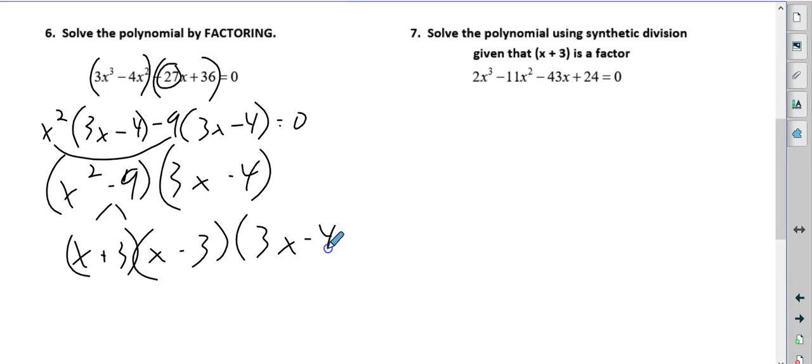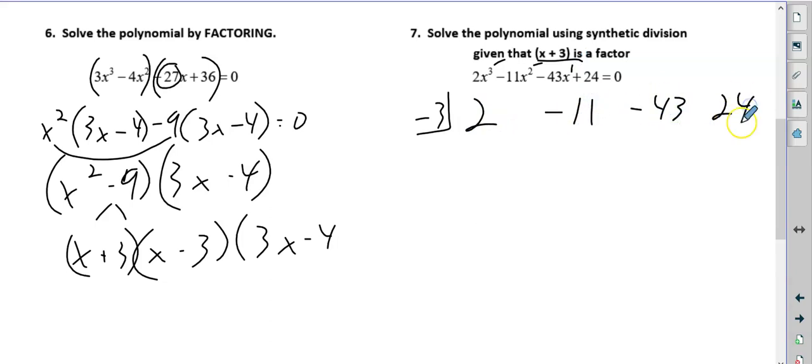Solve using synthetic division with x plus 3 as a factor. That means negative 3 goes in the box. I want to check 3, 2, 1, 0. Good to go. So my coefficients are 2, negative 11, negative 43, and 24.